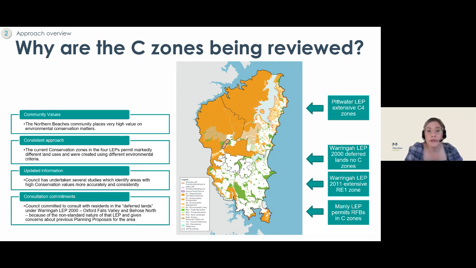The C zones review will ensure a greater protection of the environment, and a consistent approach is applied across the entire Northern Beaches, delivering on Council's commitments. It will also align with updated studies, which are also out on public exhibition.